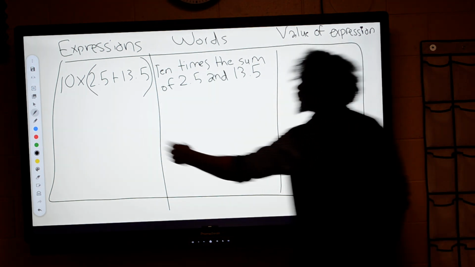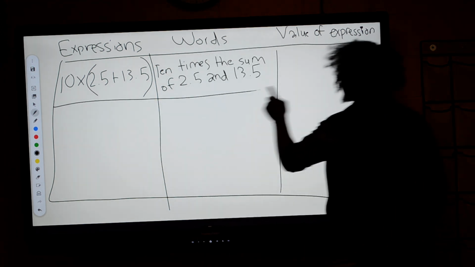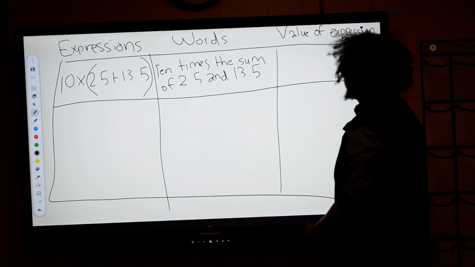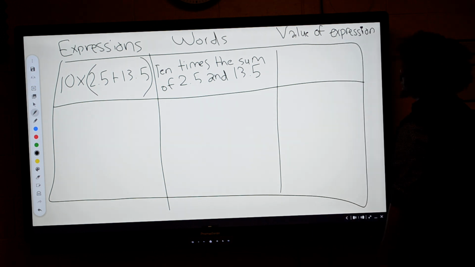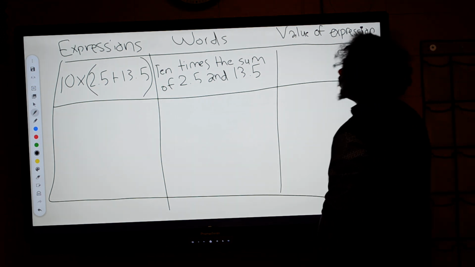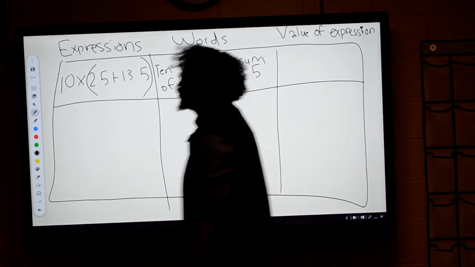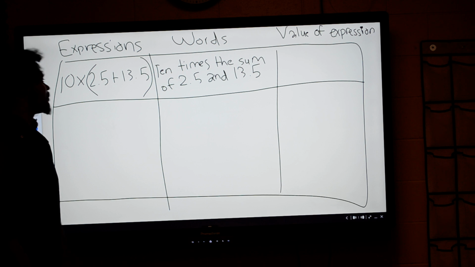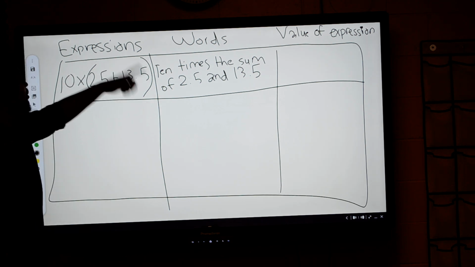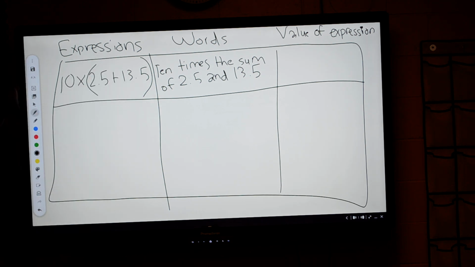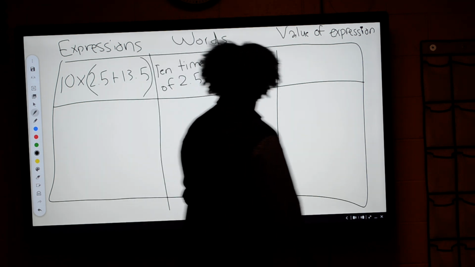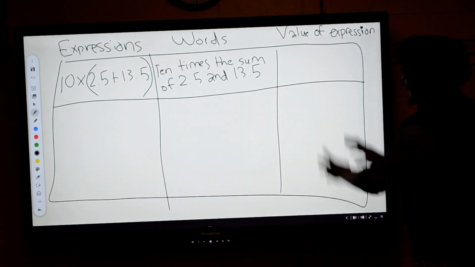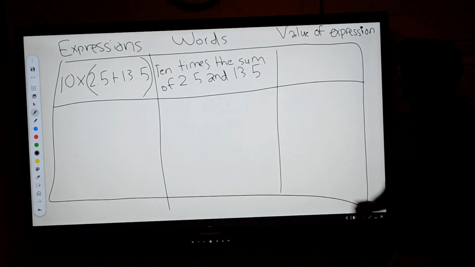And then they want to know the value of the expression. When they ask you for the value of the expression, now they would like for you to solve it, okay? So, first things first, please excuse my dear Aunt Stella, okay? So the first step to the order of operations is to do what is inside of the parentheses first. So first things first, we need to do 2.5 plus 13.5. I'll write it down here in the box, but you don't have to.